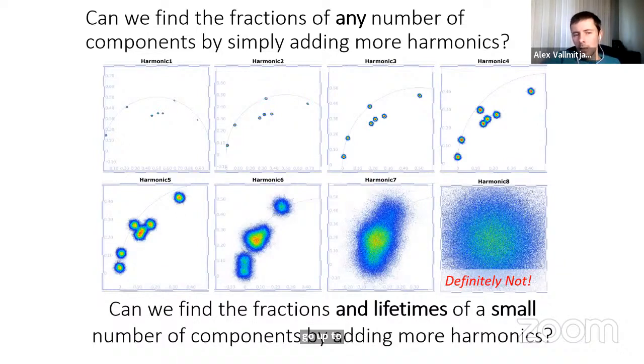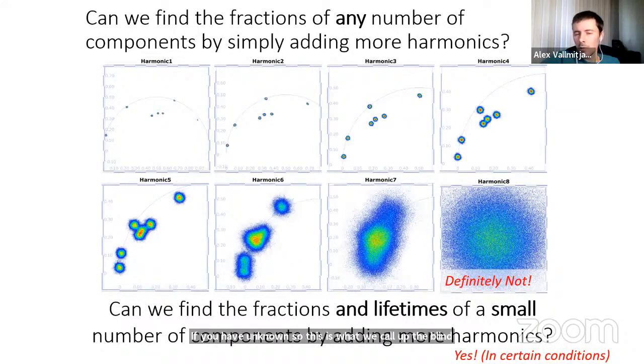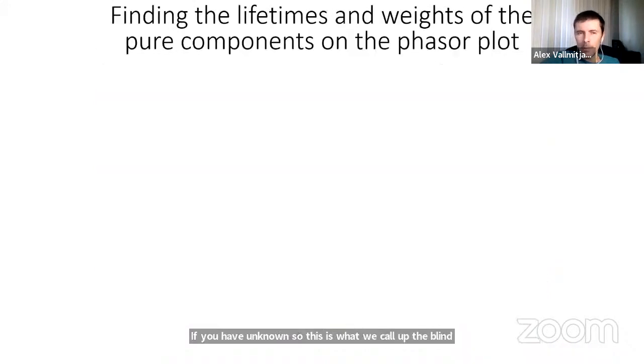But the one thing that is true is that maybe if we just keep down to a small number of components, so 4 or 5, we can find the fractions and the lifetimes of this small number of components. And we show that, yes, in certain conditions, you can also do that. So not only figure out what are the fractions of each of the pure components, but also figure out the lifetime. This is what we call the blind multi-component method, in which you don't even know the lifetimes of your components.